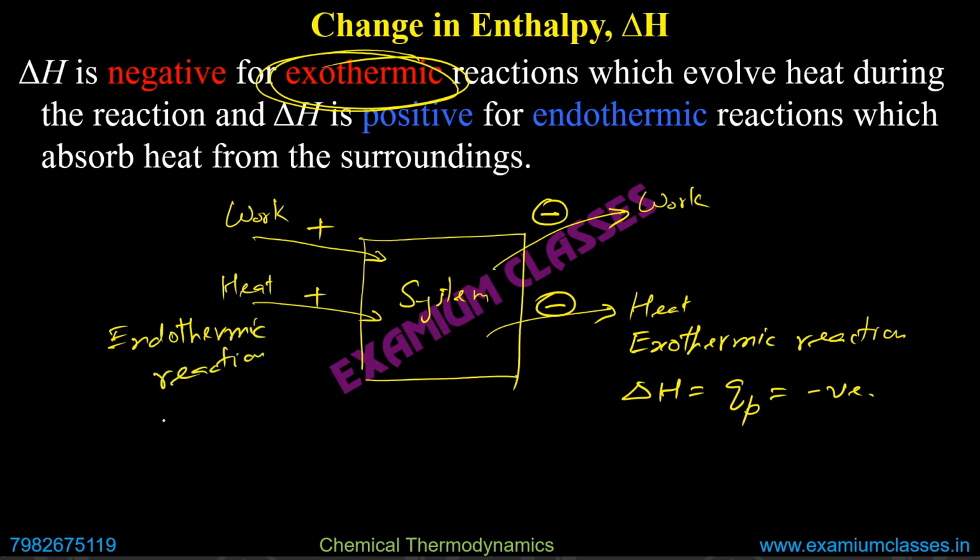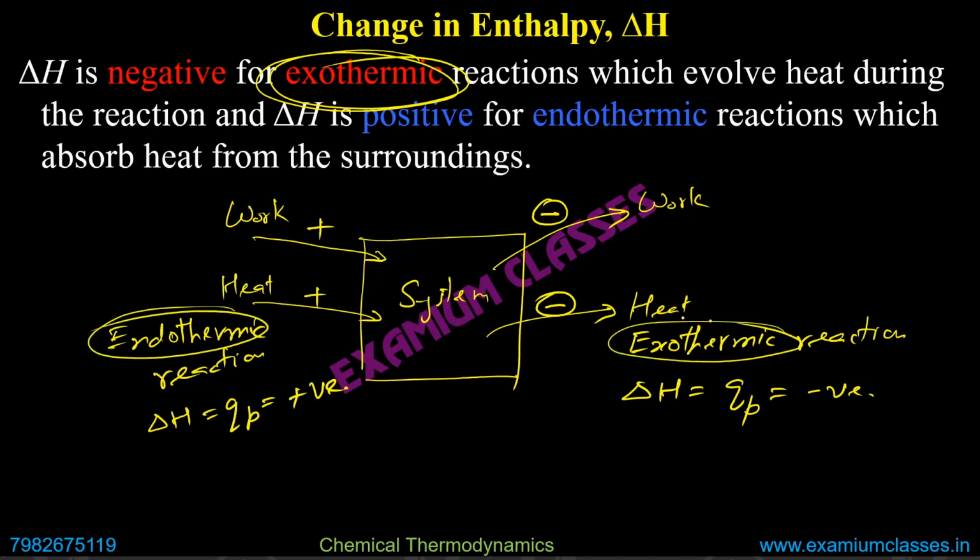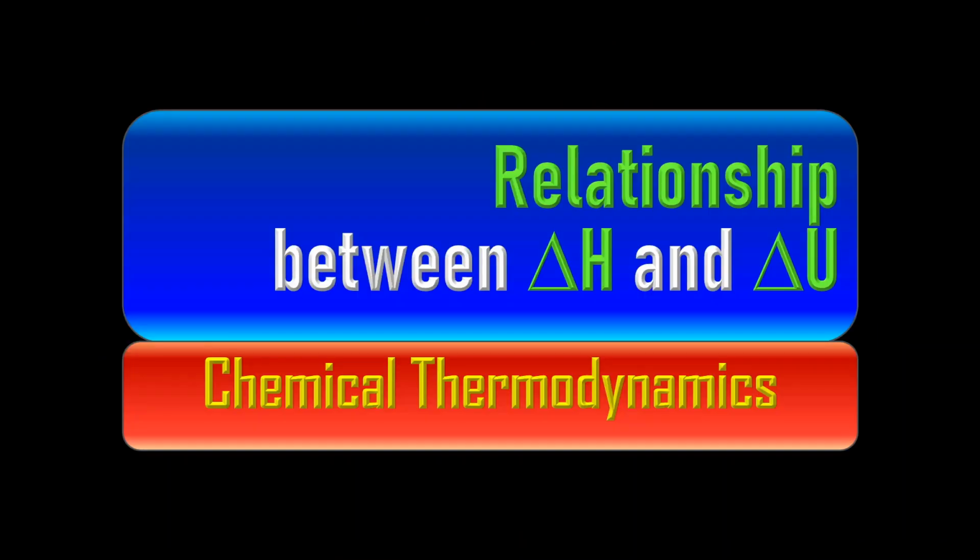It means for an endothermic reaction, delta H, which is QP, will be positive. So endothermic reaction, delta H positive. Exothermic reaction, delta H negative. Then the relationship between these two entities we talked about, delta H and delta U, is a very important formula you will be using very frequently.